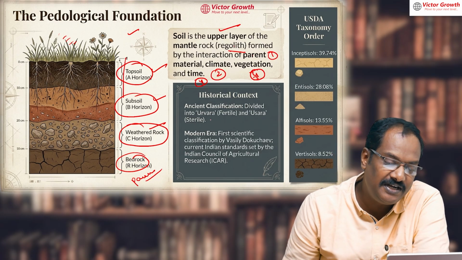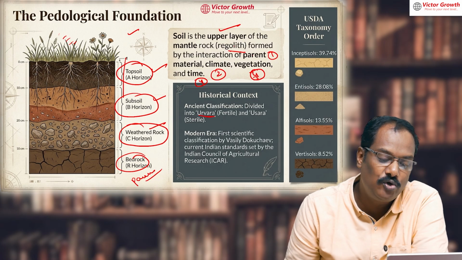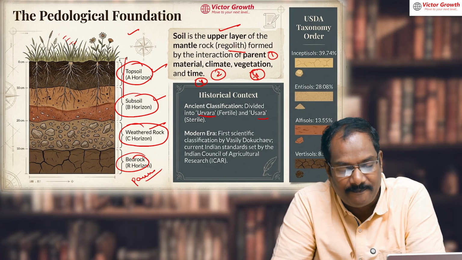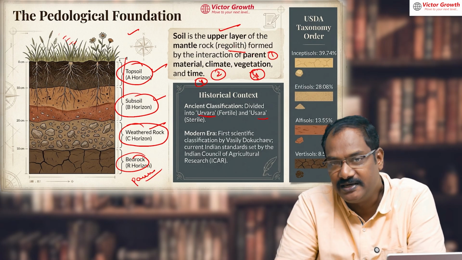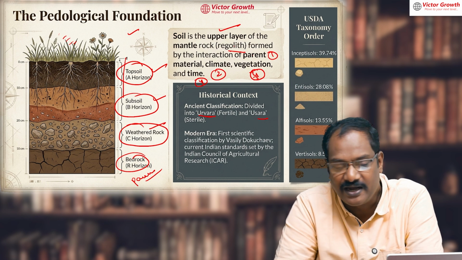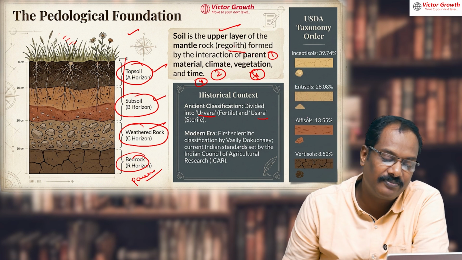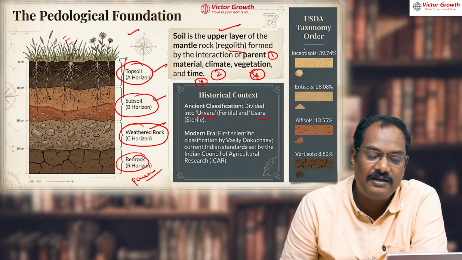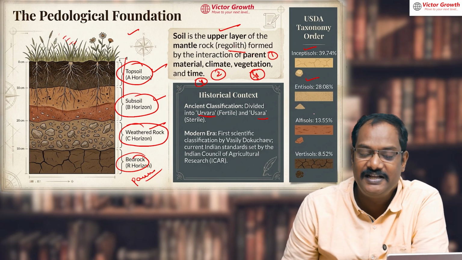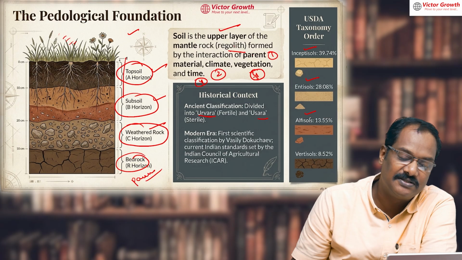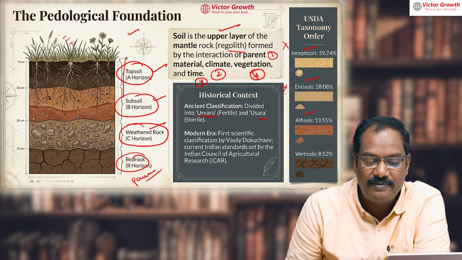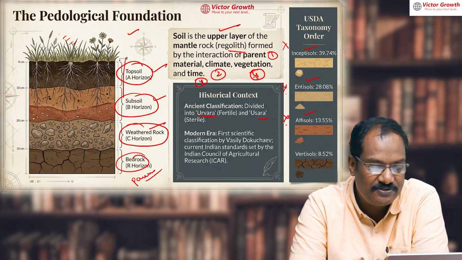In ancient times, soil was classified into only two categories. One is known as Urvara, that is fertile. The other is Usara, that is sterile. Sterile means not useful for agriculture. Urvara and Usara in the ancient times. Then there are Inceptisols, Entisols, Alfisols, and so on. These are not used in India, but sometimes they ask questions. I'll teach you that in another class.